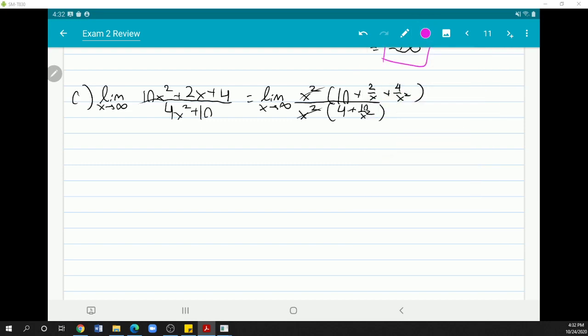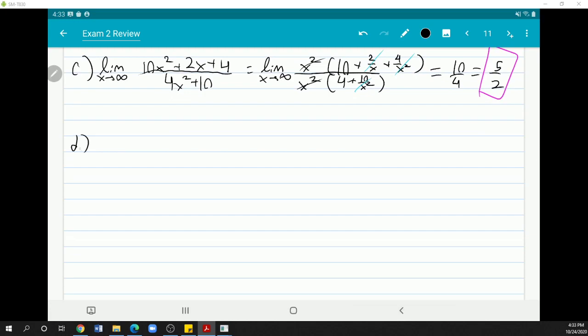And then when I take my limit, these things are going to cancel. And I'm going to be left with 10 over 4, or 5 halves. And this makes sense with our intuition because the powers on top and bottom are equal.